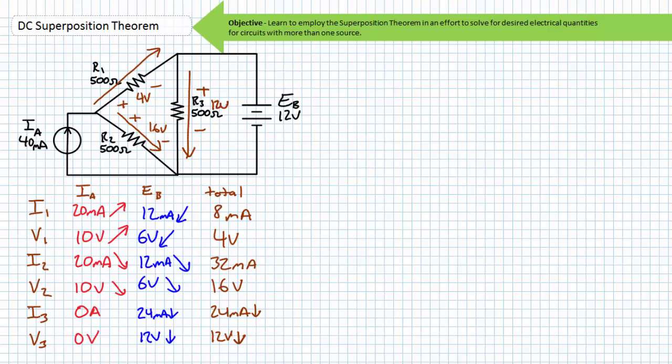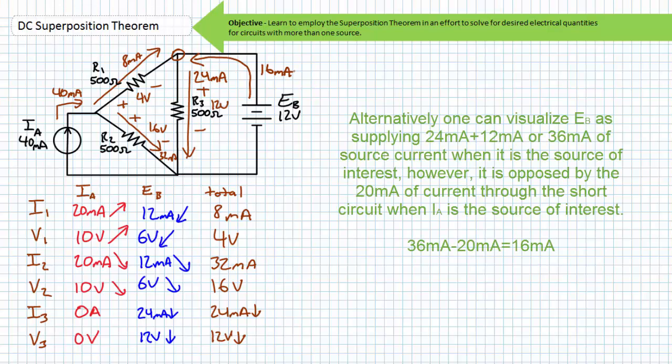a 12-volt drop. Note that 40 mA of current enters this node and 8 plus 32 or 40 mA of current leaves it. Note that at this node 8 mA of current enters it and 24 mA of current leaves it via the R3 path, meaning EB is supplying 16 mA of current. At the bottom node, 32 plus 24 or 56 mA of current enters it, and 16 plus 40 or 56 mA of current leaves it. I've got a reasonable degree of confidence our answers are correct.